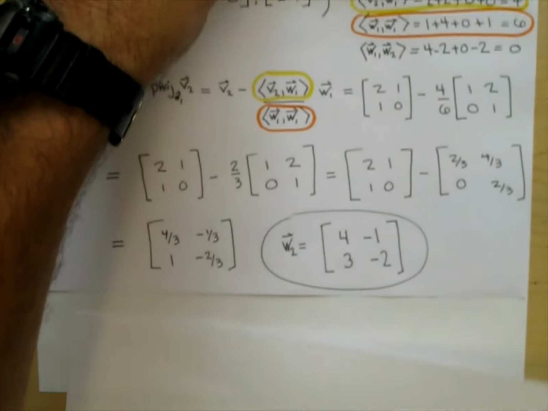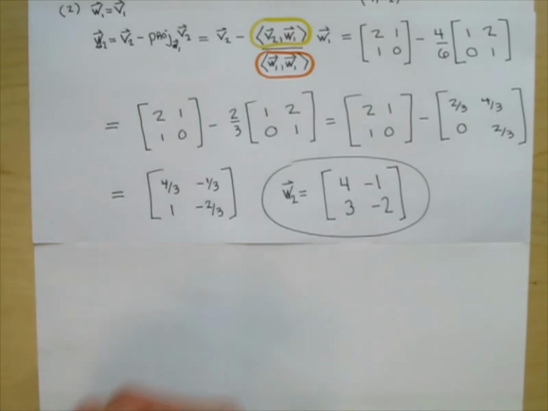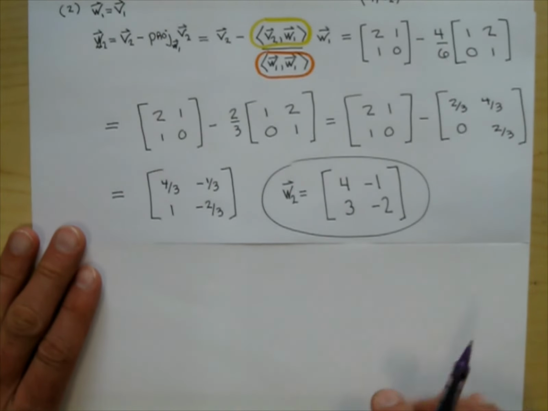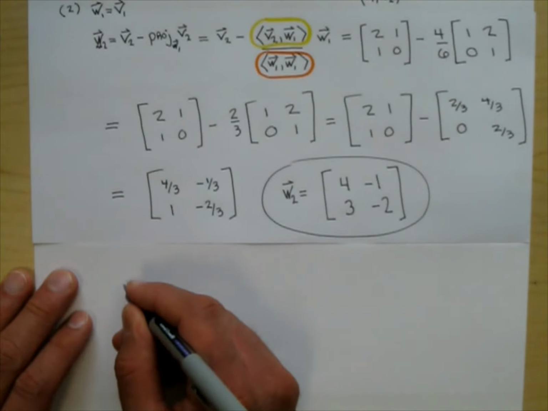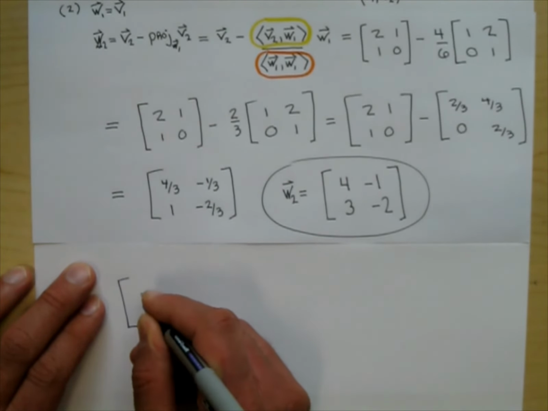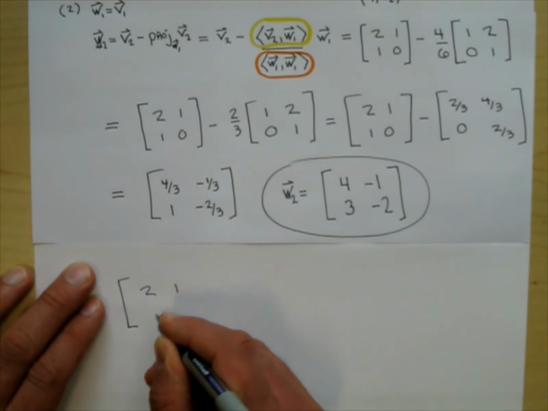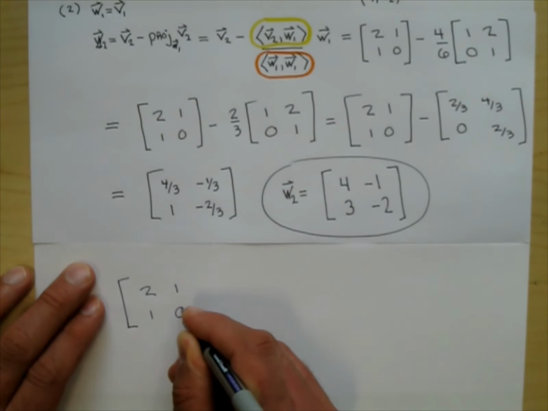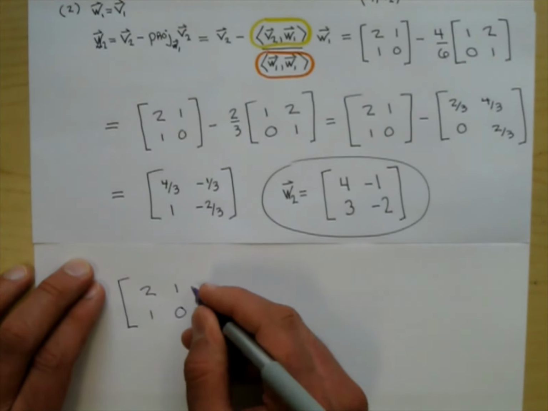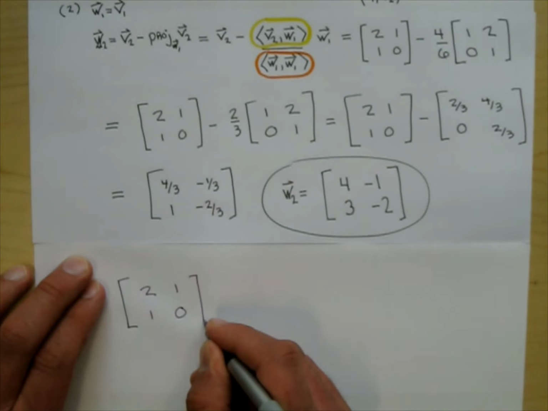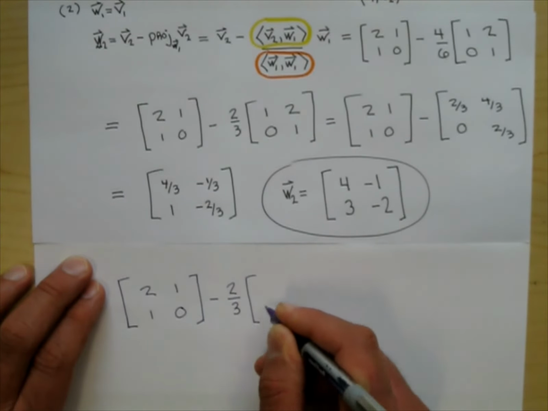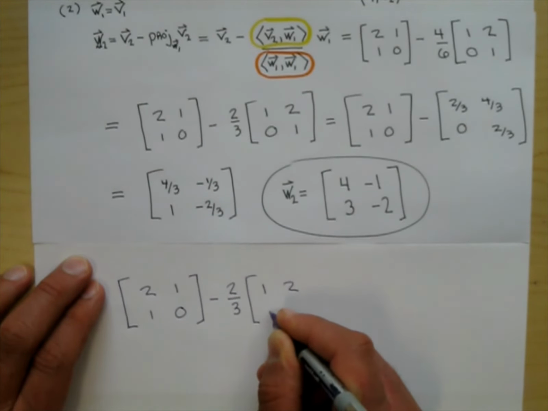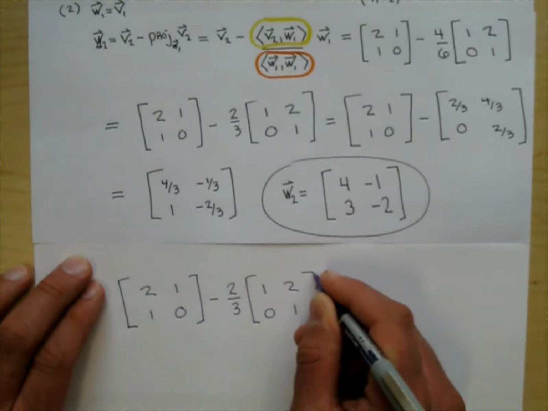Before I work on V3, let me show you something that I wanted to do, but I didn't want to lose too many people. So I'll do it in purple. It's when I had this step right here, 2, 1, 1, 0, and then I had the negative 2/3, and then this is 1, 2, 0, 1.